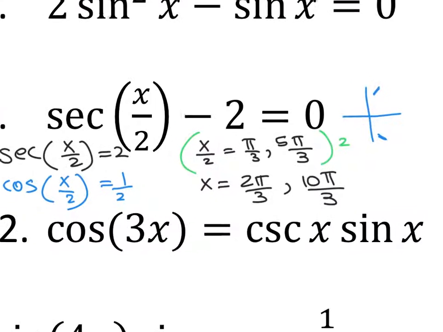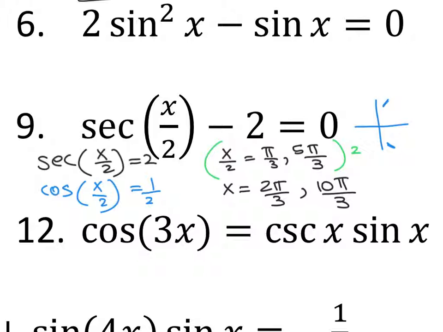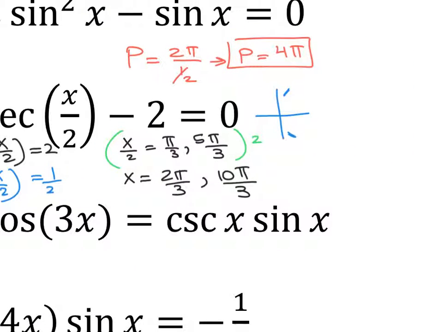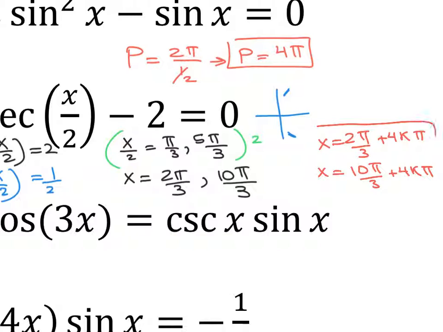Now usually the period for secant is 2 pi, or for cosine is 2 pi. But now it's going to be 2 pi over the b. So that will give me a period of 4 pi. So the final answer, since I'm solving over all reals, is going to be 2 pi over 3 plus 4k pi, or 10 pi over 3 plus 4k pi. So remember, if it's a multiple angle, you need to make sure that you find the new period.